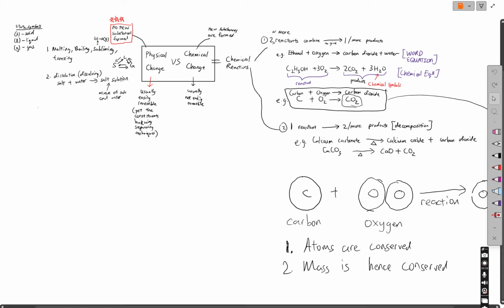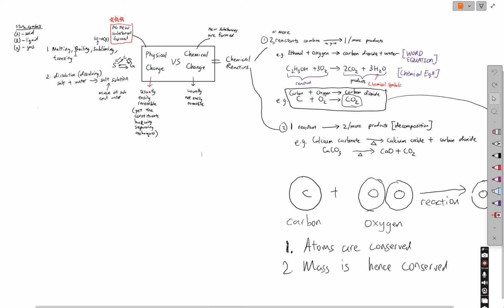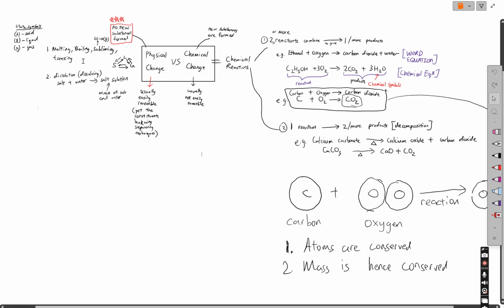And then for chemical changes, they are usually not easily reversible. Examples of physical change are your phase changes: melting, boiling, sublimation, and freezing. Okay, and then dissolving is also a physical change.